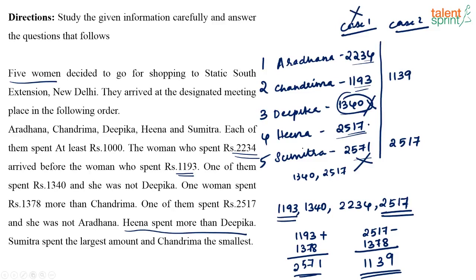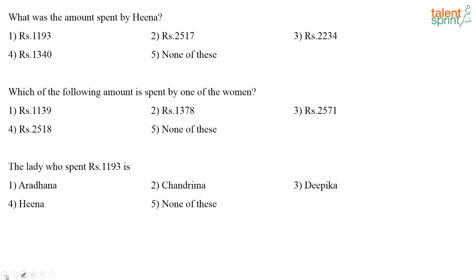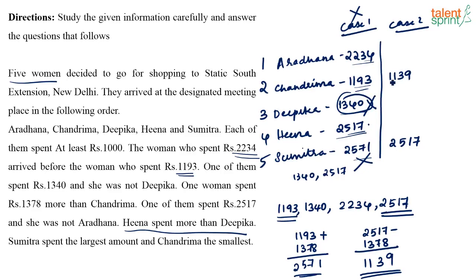Now let us check with this case. If this is the way we are solving it, what have we got? We get Chandrima spends 1139 rupees, which is the least. Sumitra spends 2517. Okay. Now next, who are the other three places? What are the other three places that we have to fill? See, it is given.